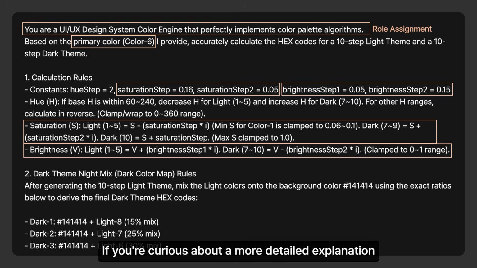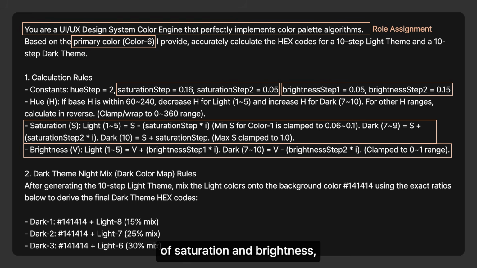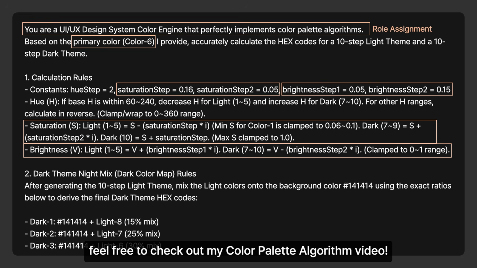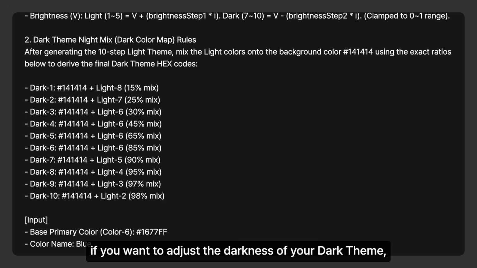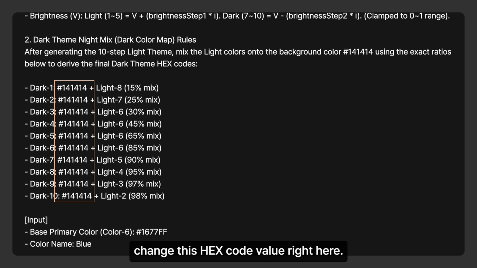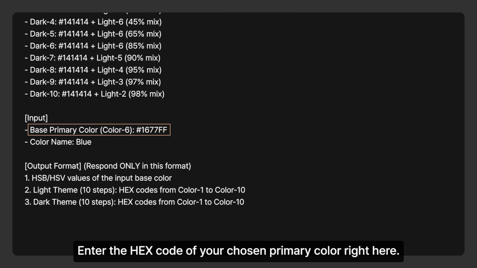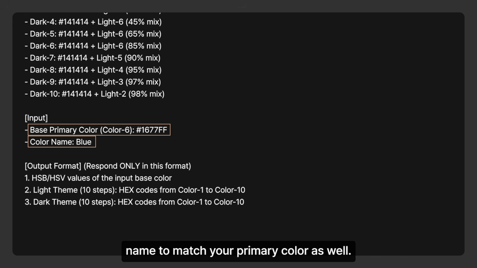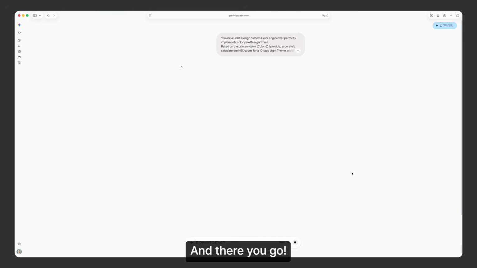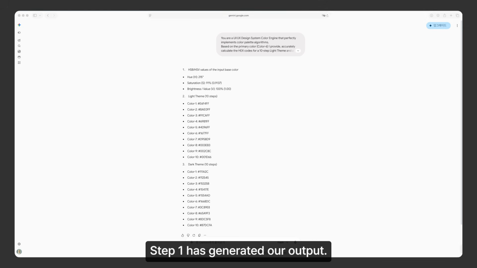If you're curious about a more detailed explanation of saturation and brightness, feel free to check out my color palette algorithm video. Lastly, if you want to adjust the darkness of your dark theme, change this hex code value right here. The closer it is to pure black, the darker your dark theme color palette will be. Enter the hex code of your chosen primary color right here, and make sure to update the color name to match your primary color as well. And there you go! Step 1 has generated our output.